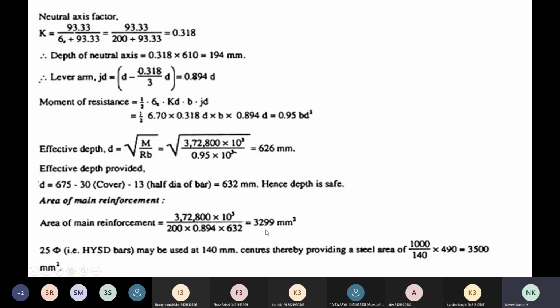From the capital AST, you know how to get the small AST. First of all, you should assume the dia of bar you are going to provide. From the dia of bar, you can get the spacing for the bars. Here they are going to provide 25 mm dia bars at 140 mm center to center spacing. So this is the structural note which we got at the end of the design.